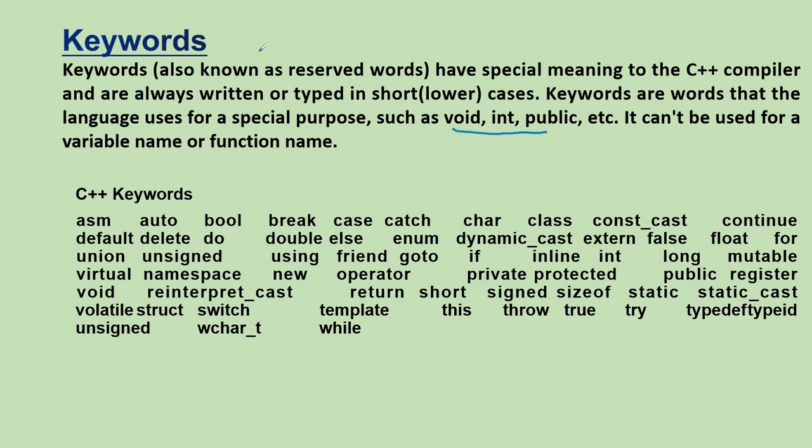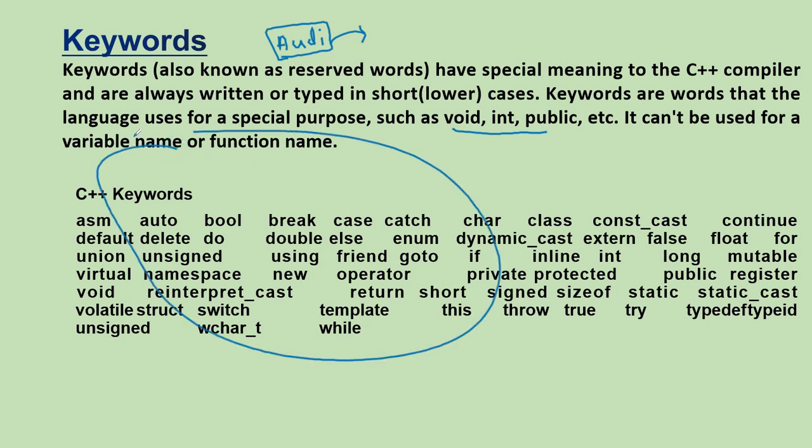For example, Audi is a brand. This word is reserved. Audi is a reserved word, so we cannot use this word for naming another car, because it has been reserved. In this way, some words are reserved, and we cannot use these words for our own purpose because these words have their own purpose. That's why keywords cannot be used for a variable name or function name or module name in a program.